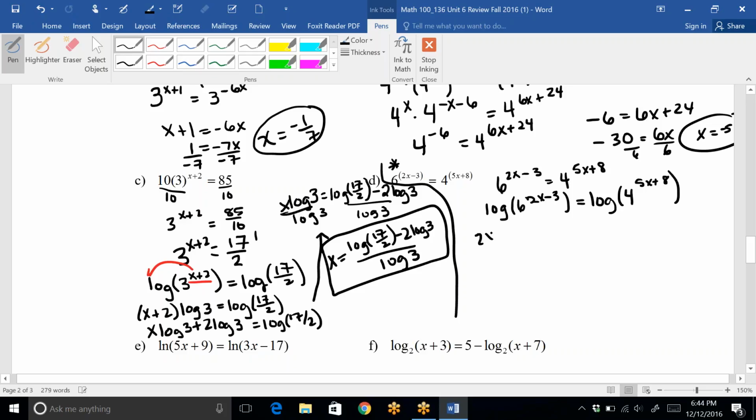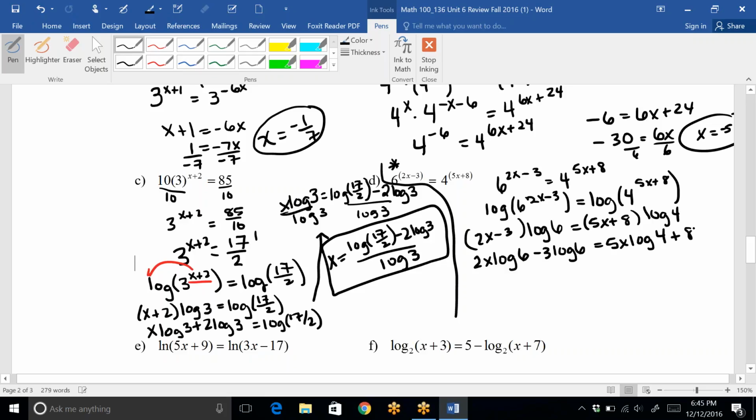So we'll pull the 2x minus 3 to the front, and we'll have the log 6 out there. And 5x plus 8 will come to the front, and we'll have our log 4. We need to distribute everything, so this is 2x log 6 minus 3 log 6 equals 5x log 4 plus 8 log 4.